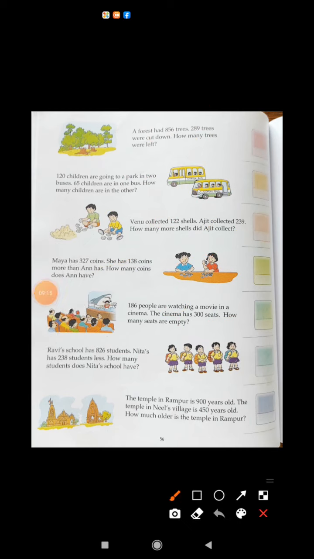You have to do in the space given in the book. These are all the answers.